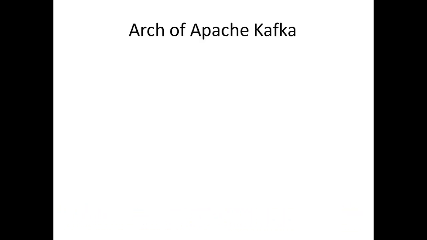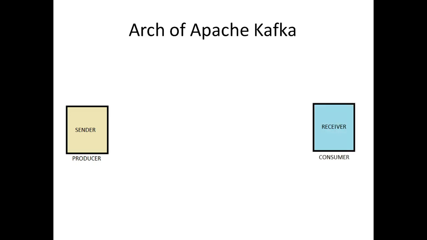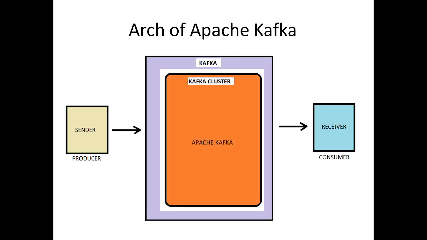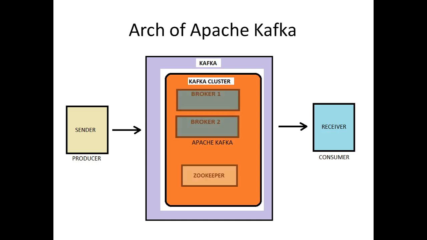Now let's dig into the architecture of Apache Kafka. Let's say I have a sender, I call it the producer, and a receiver, I call it the consumer. I have Kafka where the sender publishes the data to Kafka and the receiver receives it at the end. In Kafka, we have a Kafka cluster, and in the Kafka cluster, we have multiple brokers and Zookeeper. Zookeeper is connected to the brokers. For now, let's say Zookeeper helps Kafka by managing the brokers.